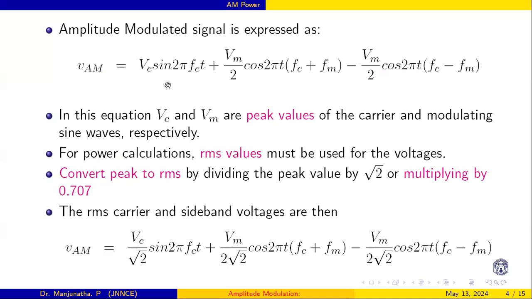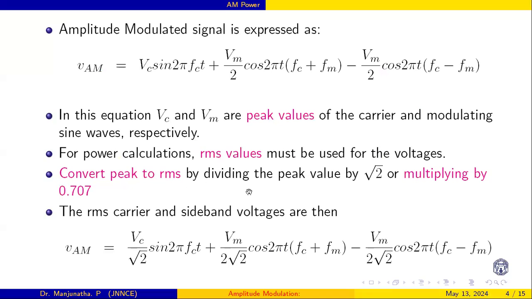And the AM wave is expressed as Vc sin 2π fc t plus Vm by 2 cos 2π (fc plus fm) t, and cos 2π (fc minus fm) t. This is the upper sideband and this is the lower sideband. Here Vc and Vm are the peak values of the carrier and modulating sine waves. But while calculating the power, we have to convert these into RMS values.